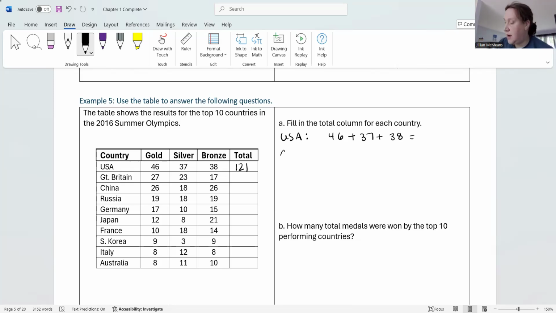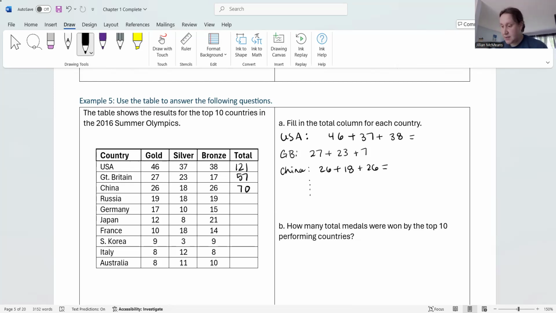Okay, now for Great Britain, notice they have 27 gold, 23 silver, 17 bronze. So that is 27 plus 23 plus 17. They won a total of 67 medals. Okay, moving on to China. China had 26 plus 18 plus 26. So let's see, 26 plus 18 plus 26. They won a total of 70 medals. Okay, and then we're going to go dot, dot, dot. We'll do the rest just on the calculator without showing the work.